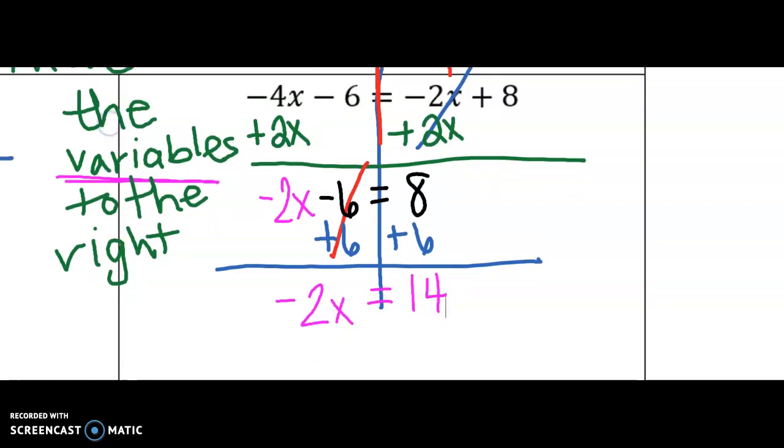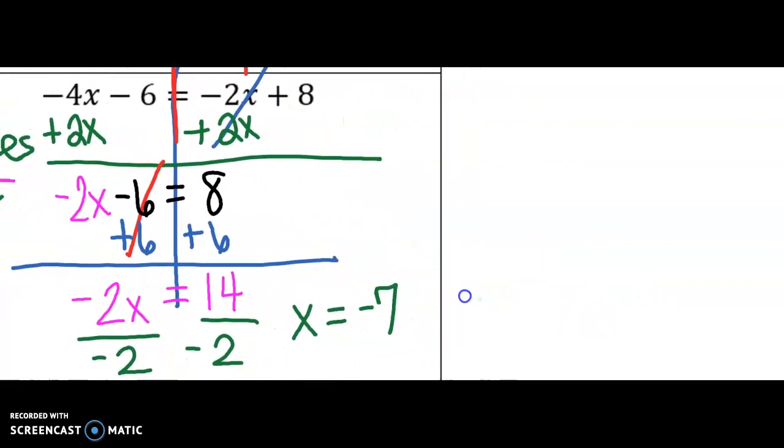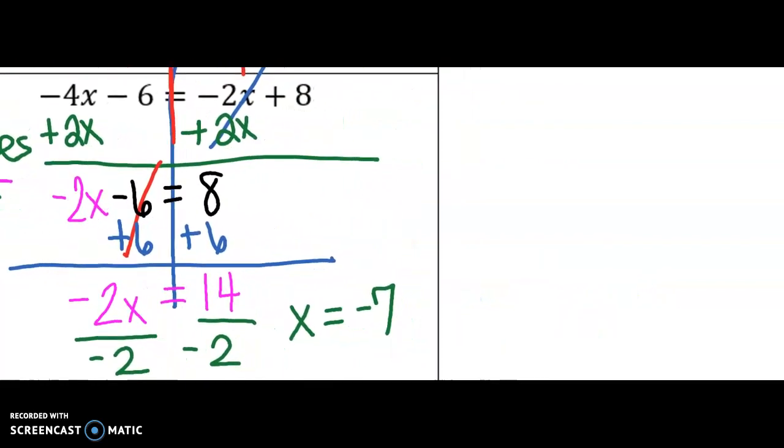And then finish solving. Divide by negative 2 because that's multiplying. Divide. x equals negative 7. And again, you can check your work to make sure that it is correct. So let me check my work on this one since I didn't check my work on the last one.